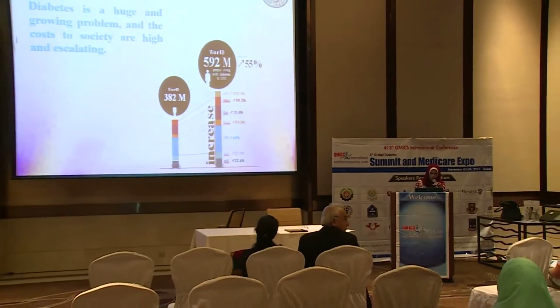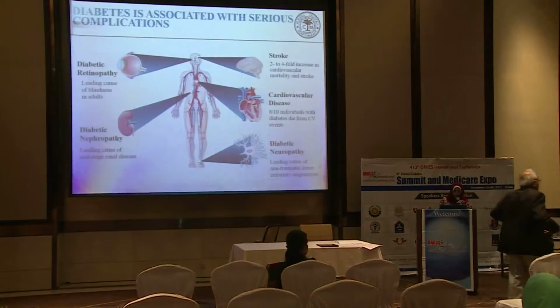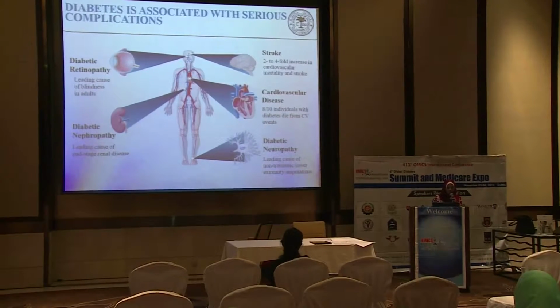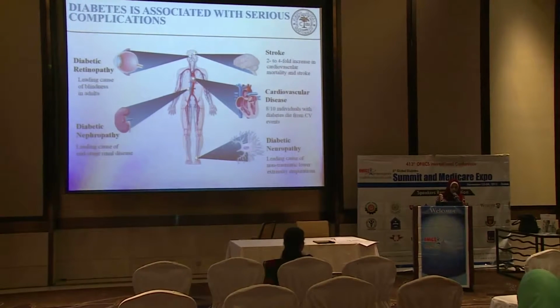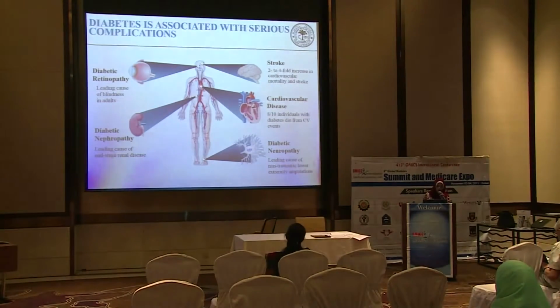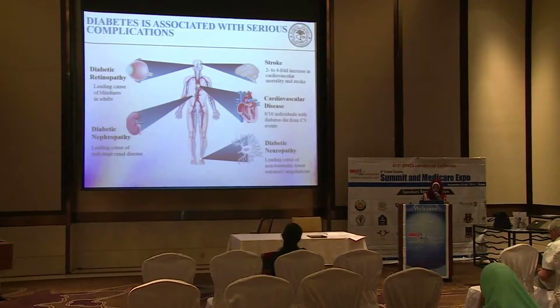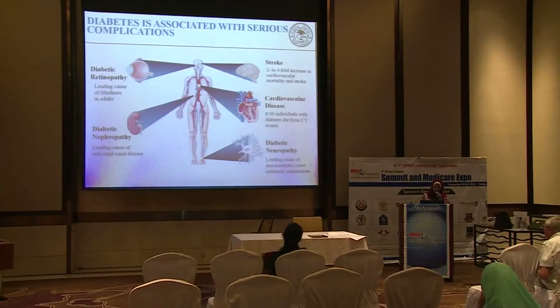Diabetes is a huge and growing problem, and the costs to society are high and escalating. In 2016 it was 382 million worldwide, and it will increase to 592 million by 2035 all over the world. Diabetes is associated with serious secondary complications like nephropathy, diabetic retinopathy, strokes, cardiovascular diseases, and diabetic neuropathy. These are the main secondary complications of diabetes.